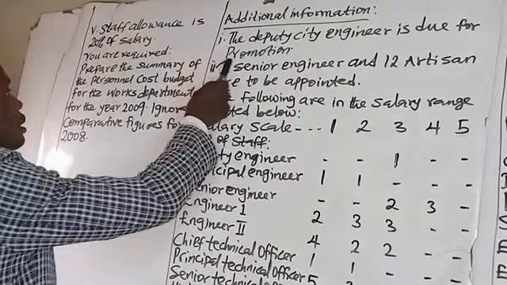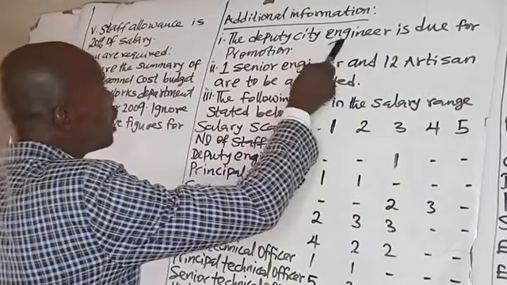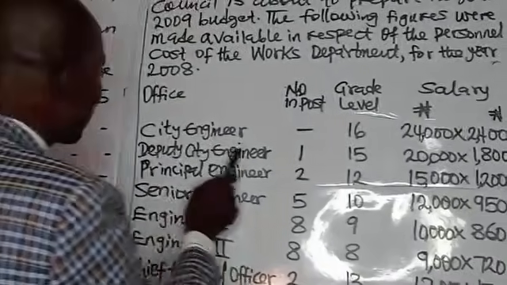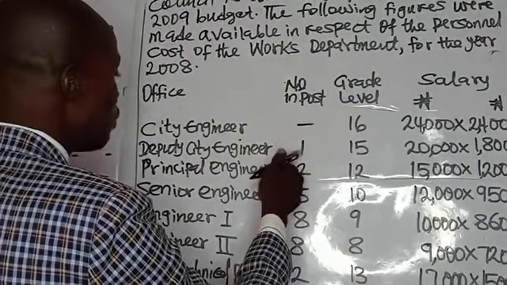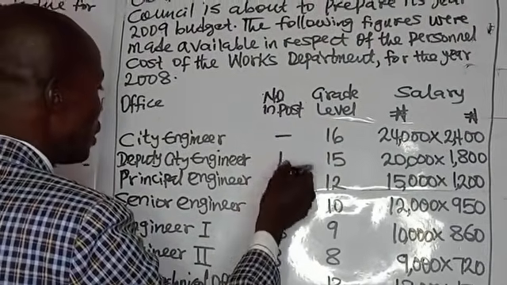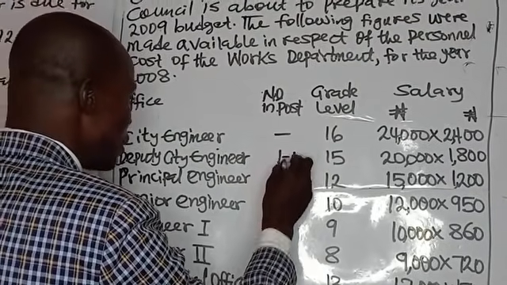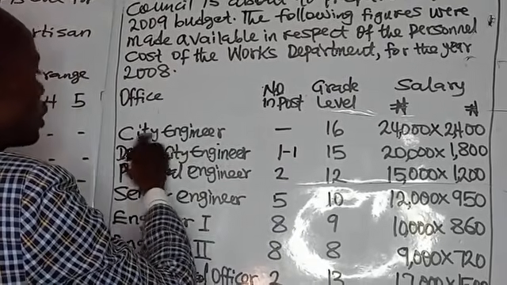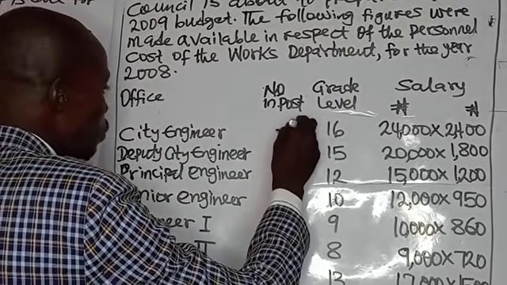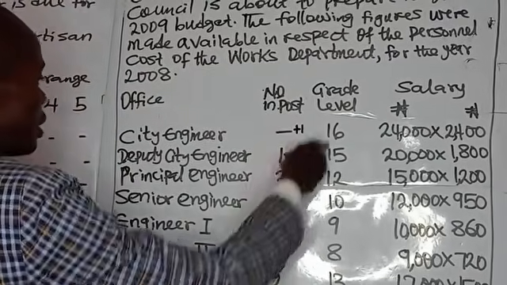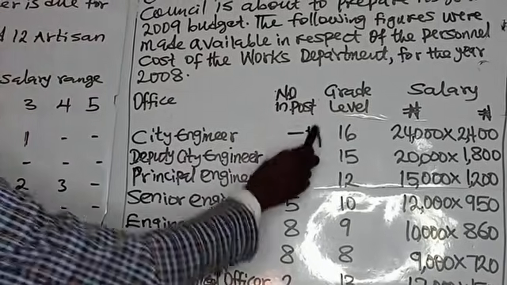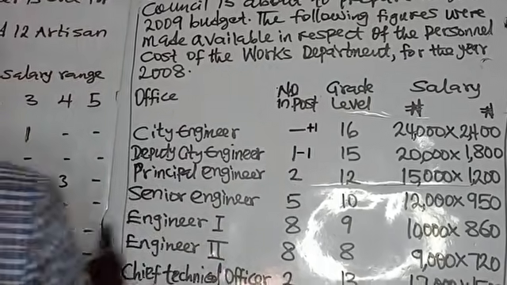Additional information 1. You were told that the deputy city engineer is due for promotion. Now, if the deputy city engineer is promoted, that means we have one number in post, 1. So that one person will leave, so we have -1. So remain 0. Then if he is promoted, he will be promoted to city engineer. So that we are going to have +1 here. So -1, that one will not come here. It will now become +1. So we'll be having one person in city engineer if he is promoted.